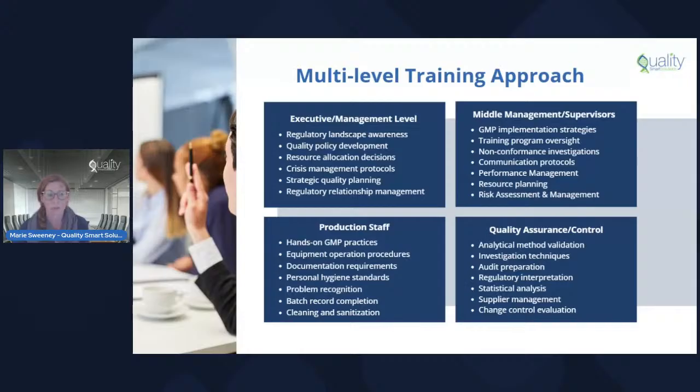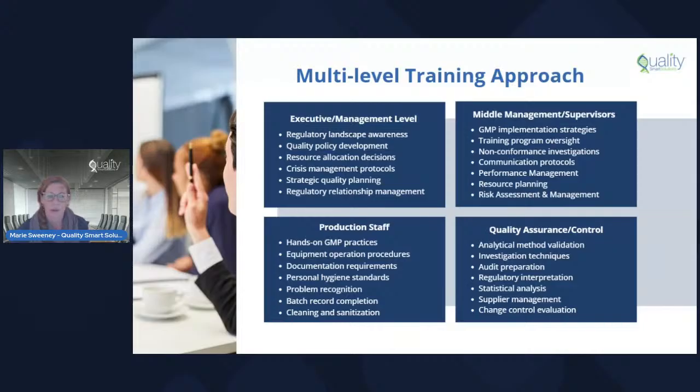So effective training is not merely a regulatory obligation. It serves as a cornerstone to your operational excellence. We recommend a multi-level training approach. This ensures that each member of your team is ready to meet the requirements of their role. Executive management level. Top. We are looking at regulatory landscape awareness. Stay informed of current and emerging regulatory requirements. They are changing in both countries on a regular basis and being updated. "I didn't know" is not an acceptable reason for not following those regulations.